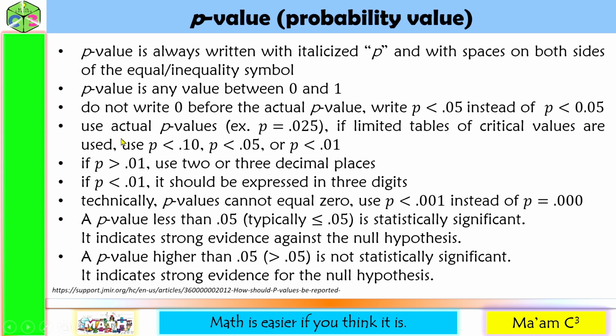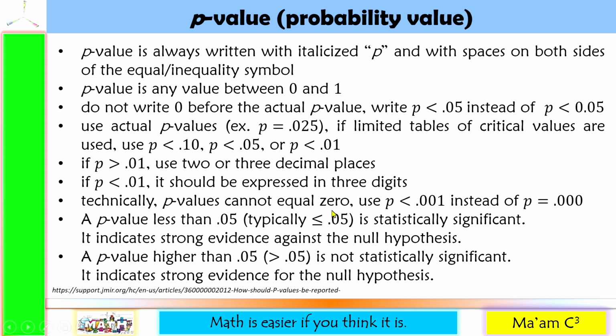If possible, always use the actual p-values. Example, p is equal to .025. You may use the inequality symbols like p is less than .10 or p is less than .05 or p is less than .01 if you are using the limited tables of critical values. If p is greater than .01, use 2 or 3 decimal places. If you are going to use the z-table, it gives up to 4 decimal places. I'll show you later. If p is less than .01, it should be expressed in 3 digits. Technically, p-values cannot equal 0.